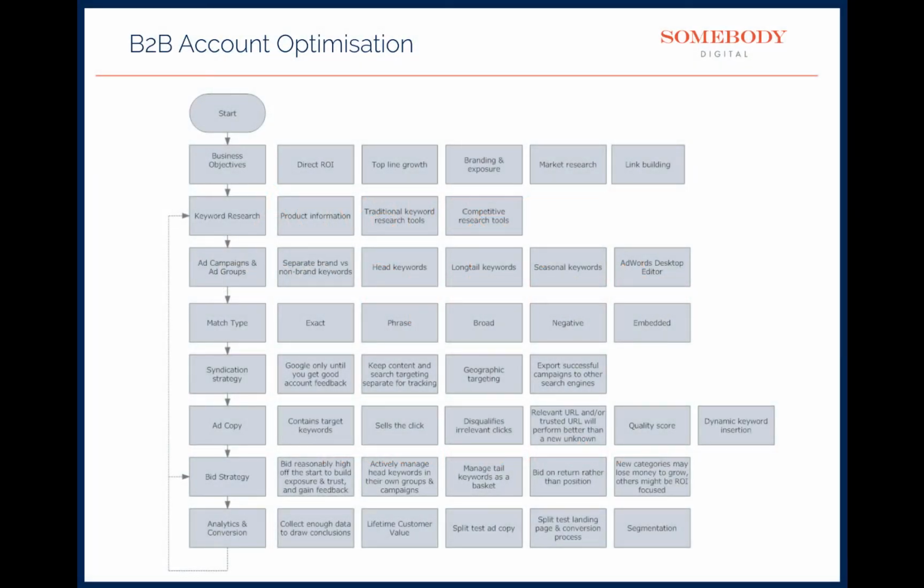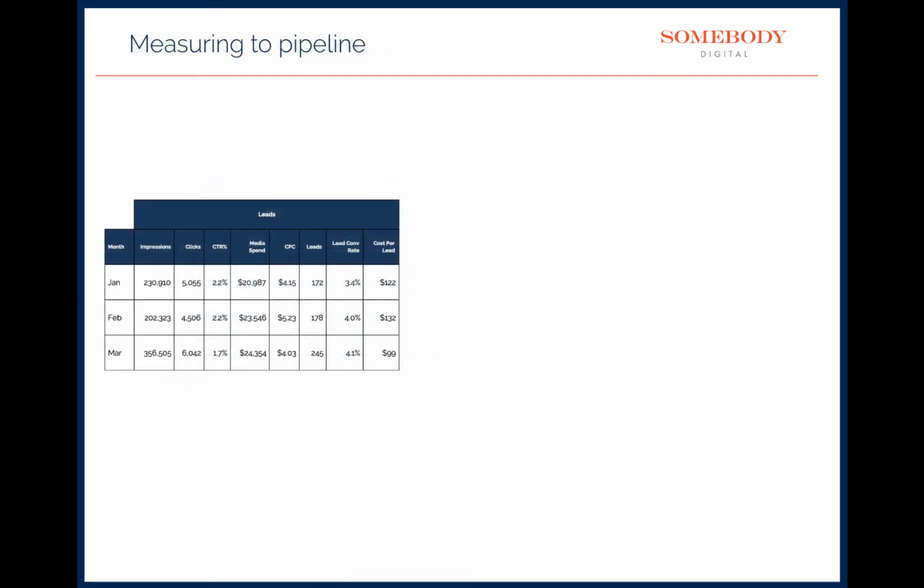Now, what you can see on the screen here are the typical things that you would see in any PPC account optimization strategy. So all about keyword research, ad copy, bid strategy. Now, for the sake of this, I'm going to assume that you've got all this stuff in place. What we're going to talk about now is the measurement of success of your campaigns.